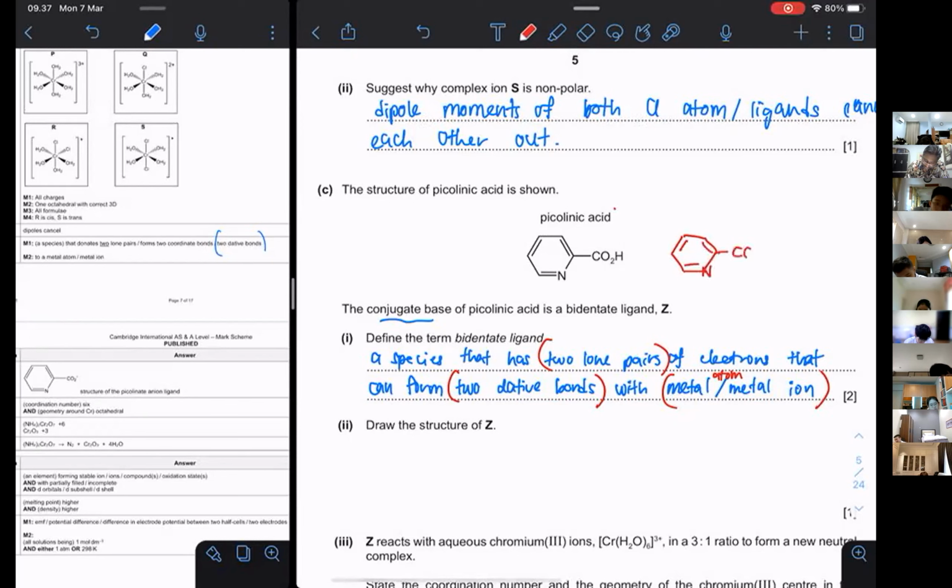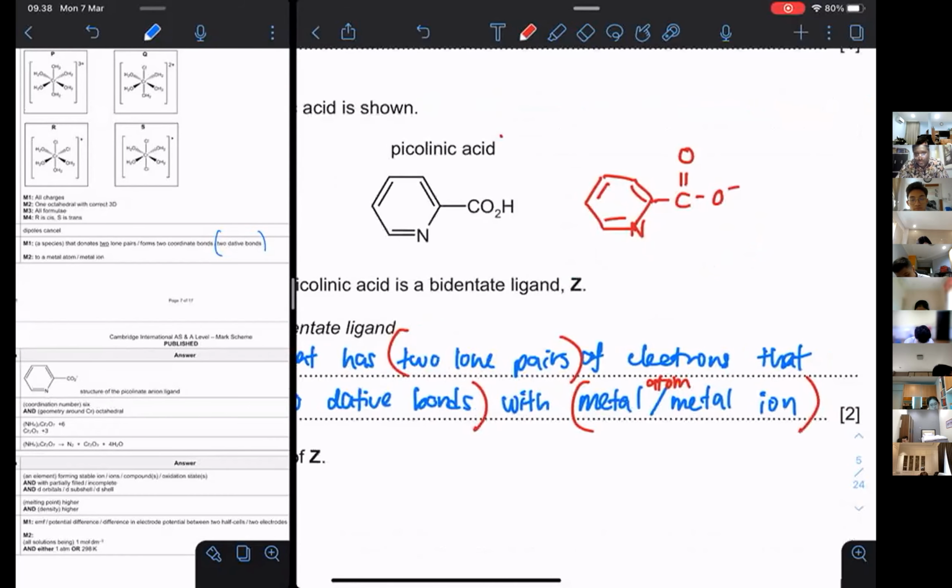we are talking about CO2 minus. So this should be the bidentate ligand. But do remember, when they say two lone pairs, you need to identify where the lone pairs are coming from. If I specify this, C double bond O and then O minus. I know that nitrogen forms 3 bonds, similar to ammonia, and nitrogen is from group 15.